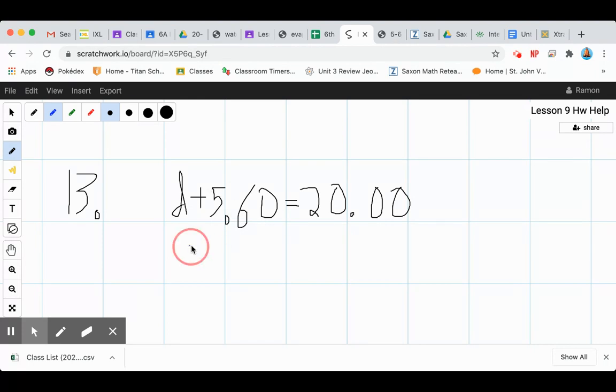Since they're being added, we're going to subtract 5.60 from both sides. We're going to make sure we line up our decimals. Yes, that is a 5. And then we just regroup and find the difference.